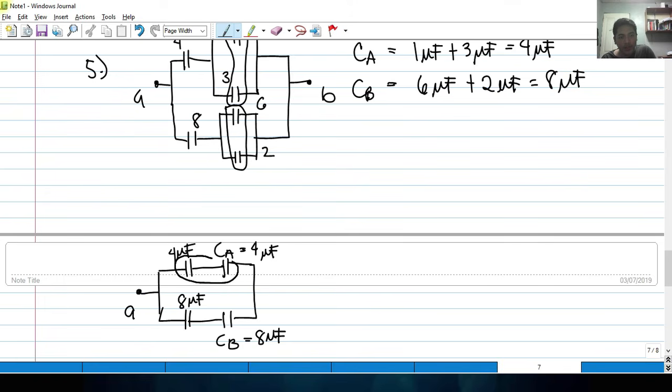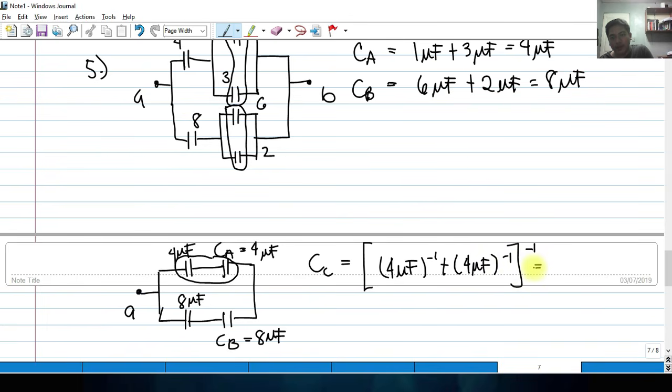What is the connection between these two? That is in terms of series. Let's call that the combination C sub C. And that should be equal to what? Since they are connected in series, we have to use the inverse formula. And if you get that, the value of this should be 2 microfarads.